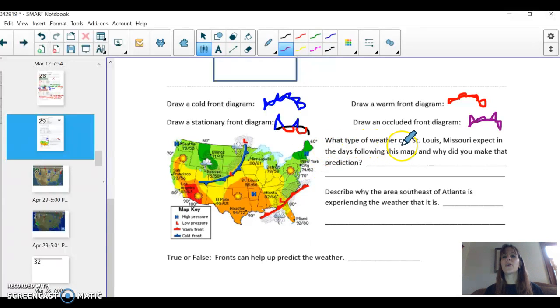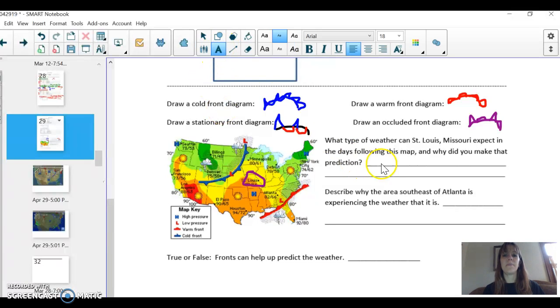What type of weather can St. Louis, Missouri expect in the days following this map, and why did you make that prediction? So I'm going to look at St. Louis, Missouri right here, okay? I see that there's a cold front and a warm front moving toward it. It's going to definitely have some precipitation. I want you to think about what we've talked about, and I wonder which one will hit St. Louis first. So take a minute, write in what you think. What is your prediction? Okay?